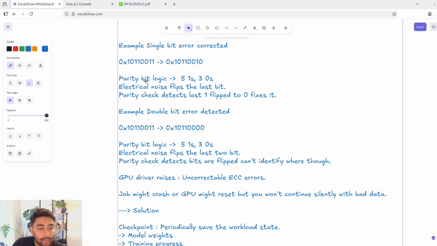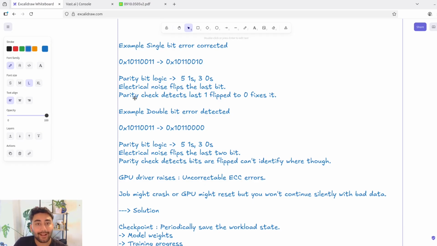So what the parity bit does is it'll implement the logic. This is a very simple example. The logic implementation behind it is much deeper and much more complicated. But just for understanding in a simple way, it might count something like, okay, there are 5 ones here and 3 zeros here, right? And what happens is, due to some electrical noise, it flips the last bit. So that ends up becoming 0, right?